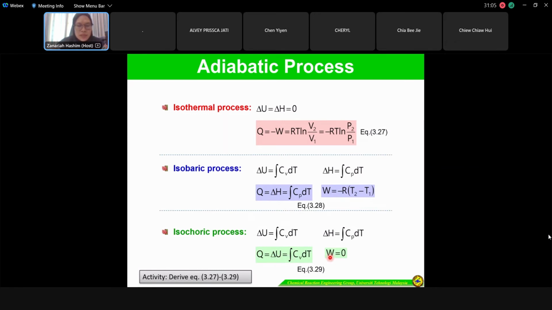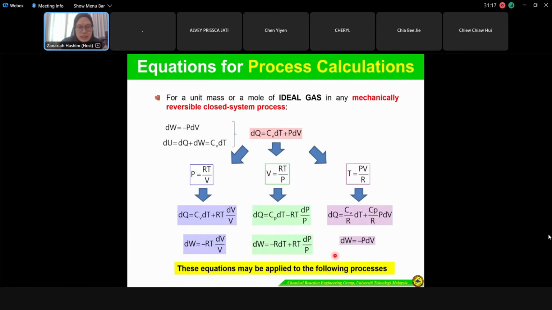Why 0? Because remember, the work that we refer to here is only the PV work. So when the V is 0, then of course you will have 0 work. Okay. So how to derive these equations is actually we can go back to this one main equation, this dQ, and then for each different process, you can replace the formula for P, for example, or V or T, because this one is for ideal gas. So you have the PV equals RT equation, right? So you can substitute into the equation and then you do the differentiation or the integration to get it.